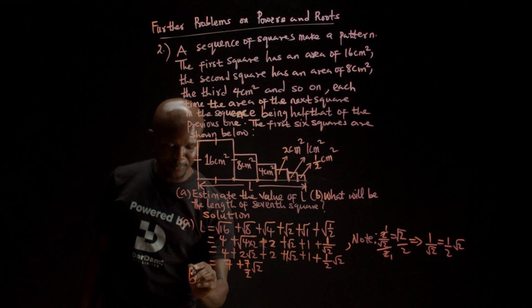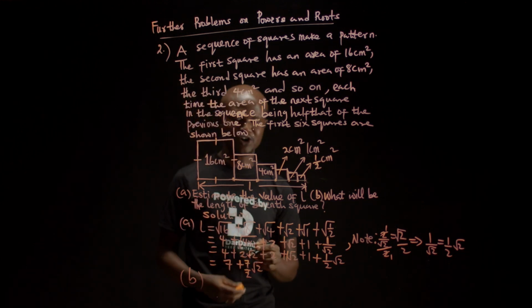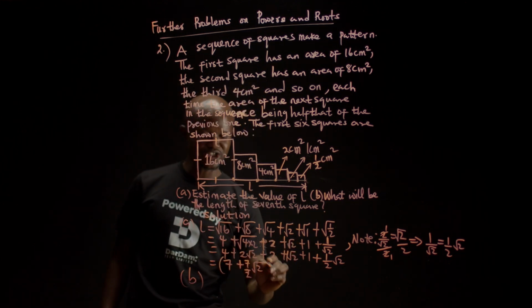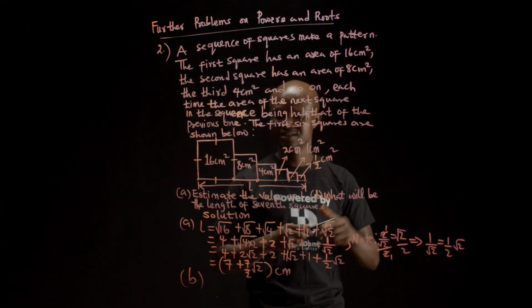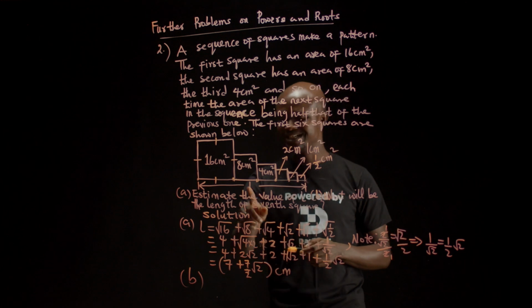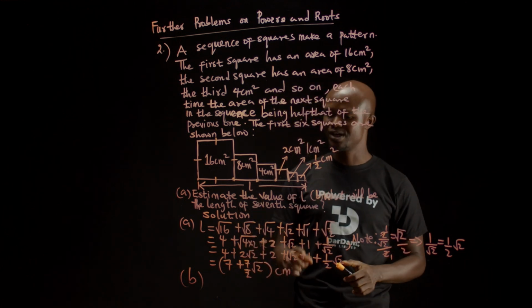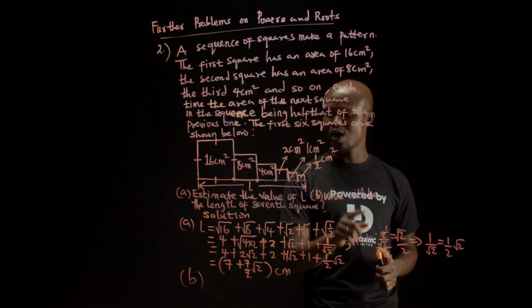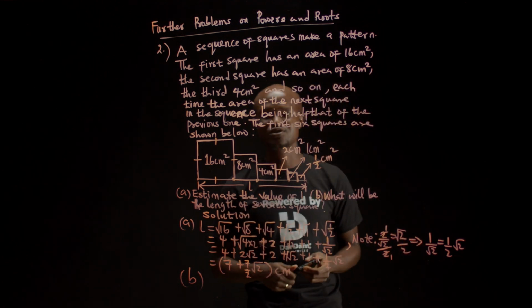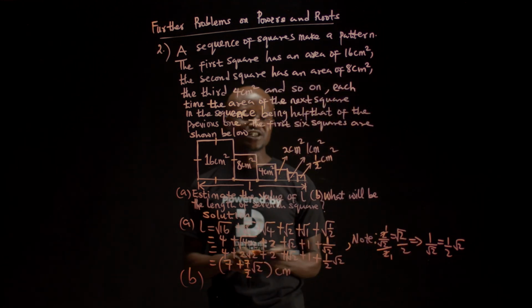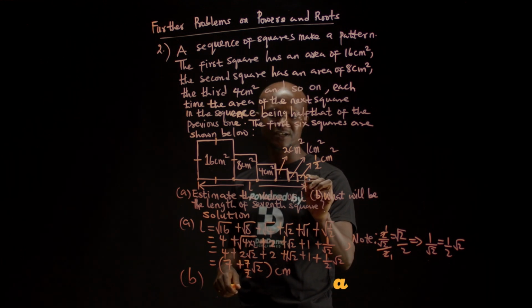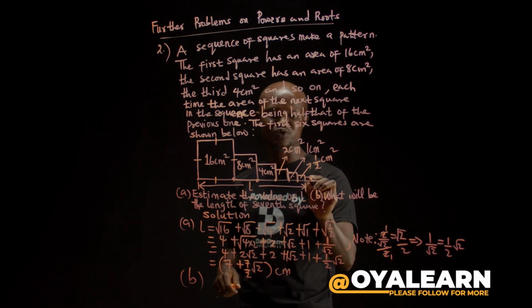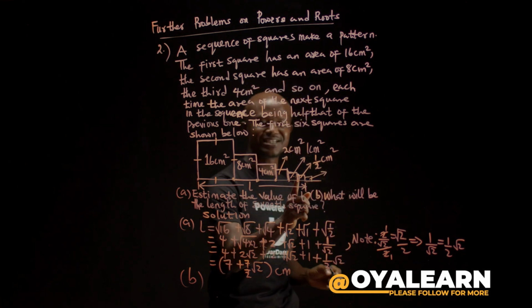So for the second problem, don't forget, the unit is going to be in centimeter. Please take note of that, because we are dealing with length for the first one. Now, for the second question, what will be the length of the 7th square? If you have another square like this, the length of the 7th square, what would that be? And what is the pattern?